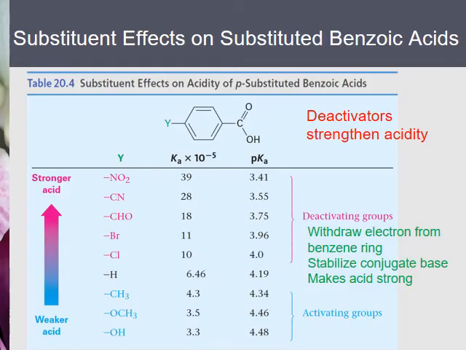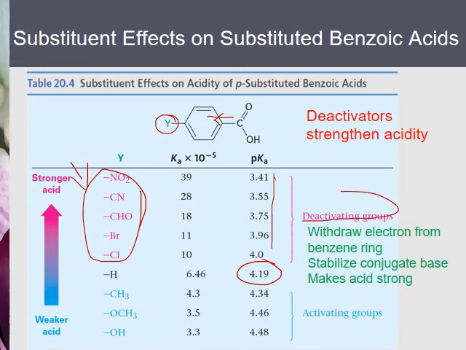Benzoic acid has pKa 4.19. Electron withdrawing groups on the para position can pull electron away from the conjugate base of benzoic acid, stabilize the anion, and make benzoic acid stronger with a smaller pKa. Note that electron withdrawing groups are also deactivating groups because they withdraw electron from the benzene ring, make the electrophilic substitution reaction go slow, and they are deactivators.